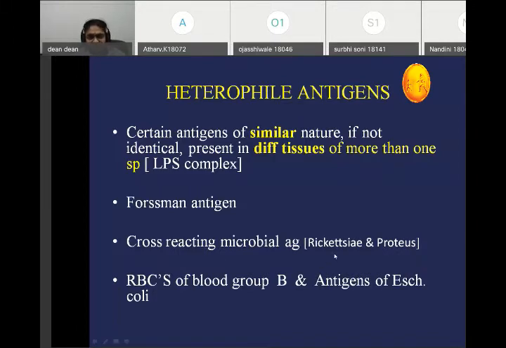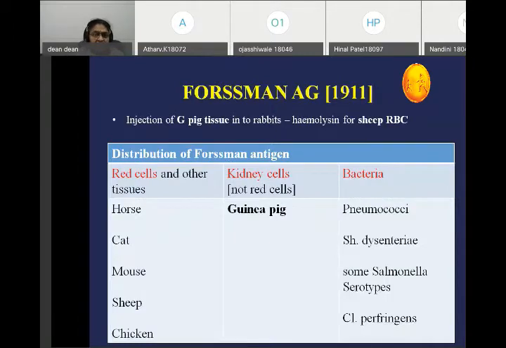cross-reacting microbial antigens which can be seen in Rickettsia and Proteus, which are used in the Weil-Felix reaction, RBCs of blood group B, and antigens of E. coli. These are heterophile antigens. So antibodies produced against one antigen can react with that other antigen, cross-reacting antigens.